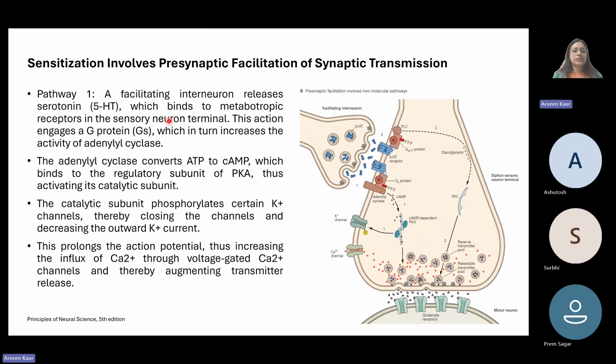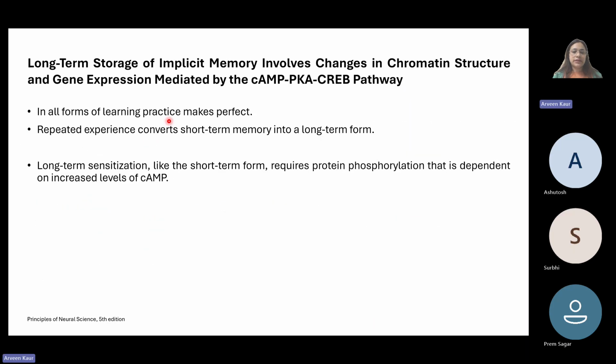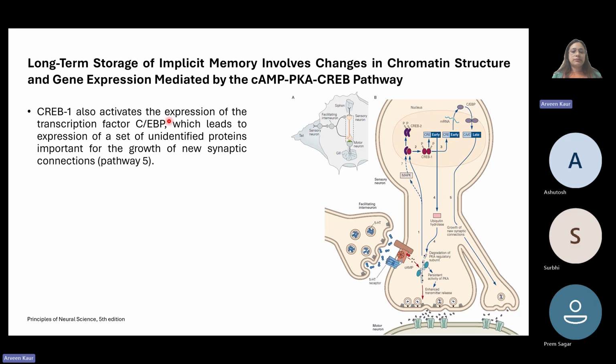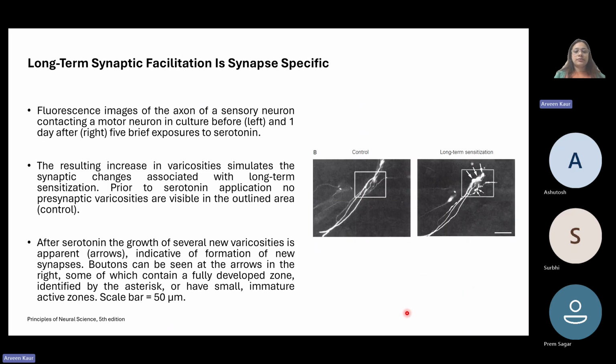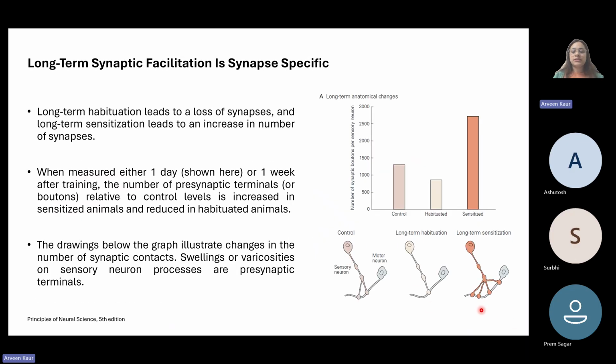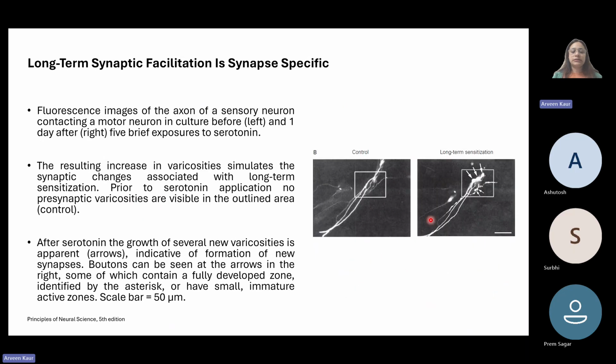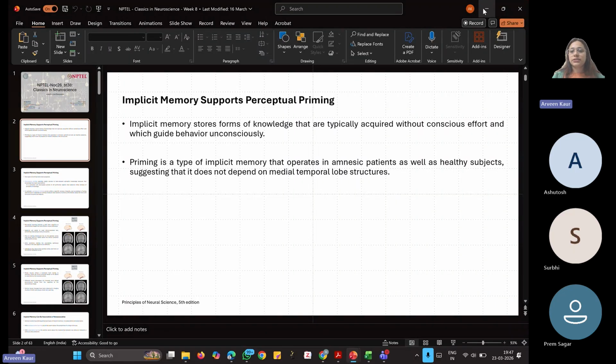All this we have already discussed, so I am not going to get into the details again. So long-term habituation, fewer synapses; long-term sensitization, more synapses. This was the final one that we discussed. And this was an actual image taken for an organism that proved there could be long-term sensitization because of an increased number of synapses, as shown here. The number of synaptic varicosities was increased over here. This was our discussion in the previous session.